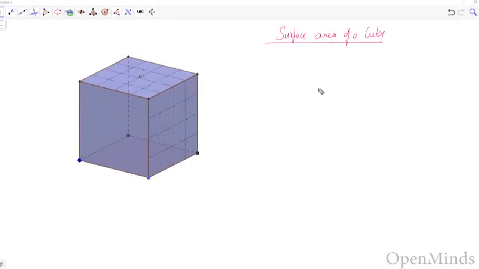Hey guys, let's talk about the surface area of a cube. Before I start, I want you to know what area is. Area of a rectangle is given as L times B. Now let's draw a rectangle here and try to understand what exactly it is.